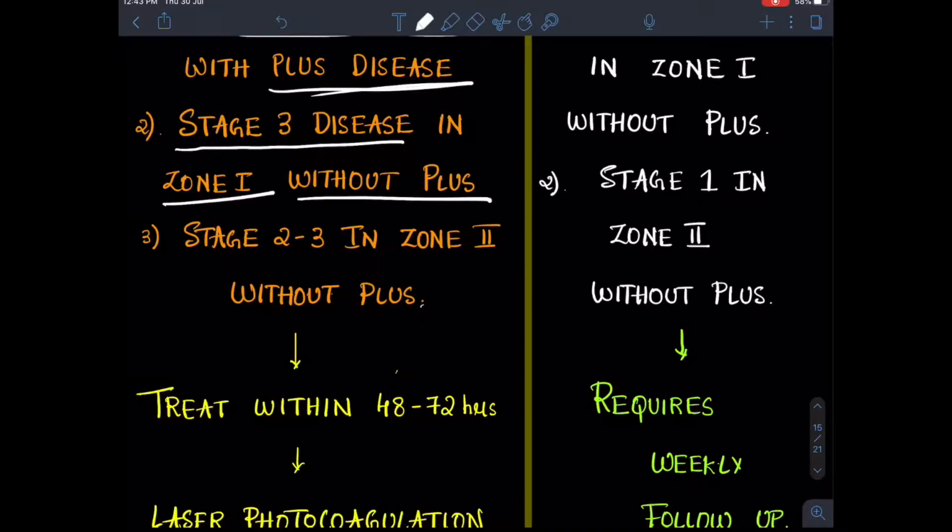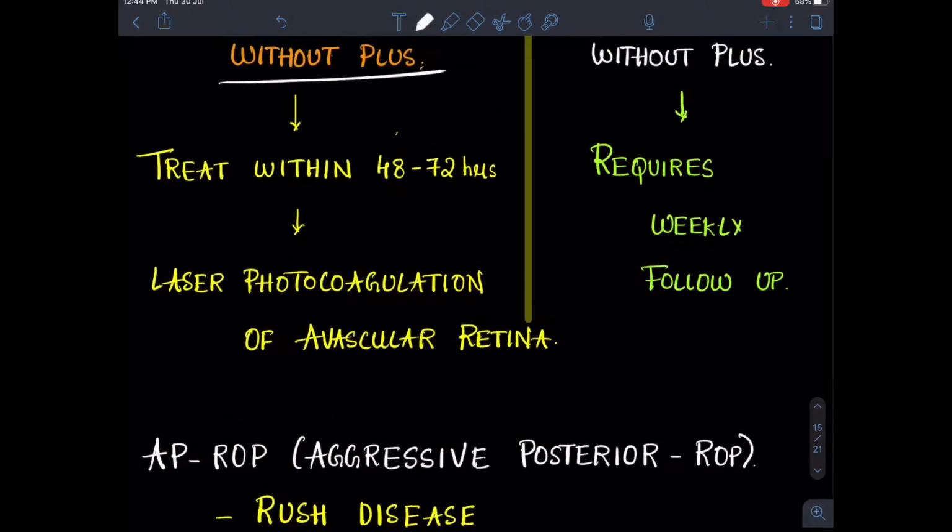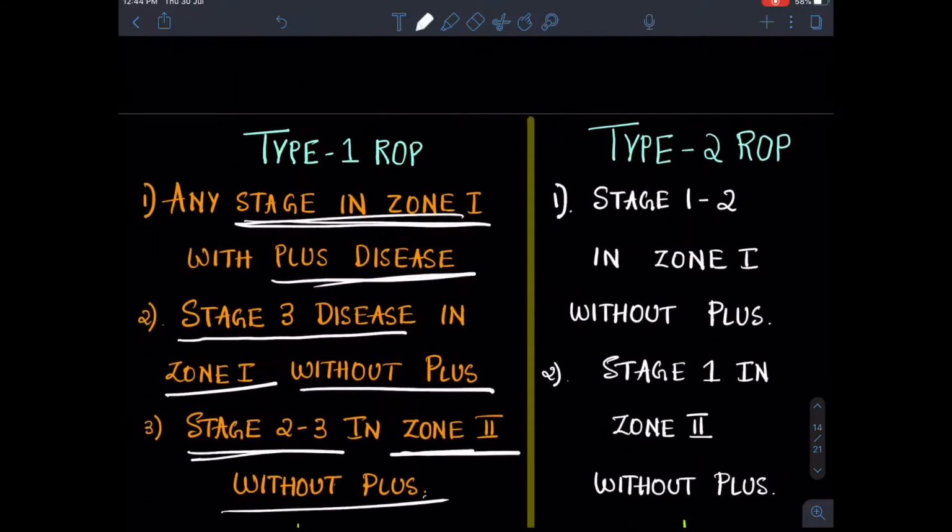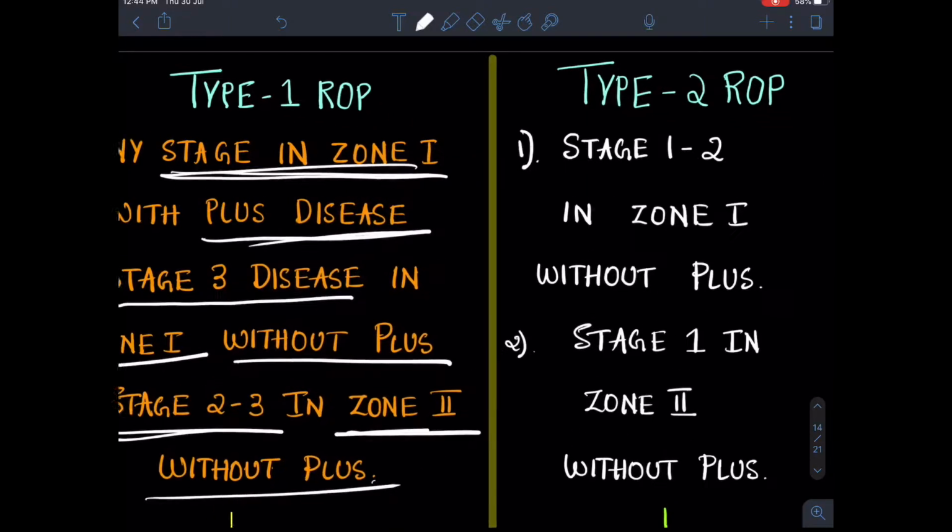The next being stage 2 or 3 in the zone 2 without a plus. So it requires treatment within 48 to 72 hours by laser photocoagulation of the avascular retina. Okay. Now coming to the low risk, the type 2 ROP.